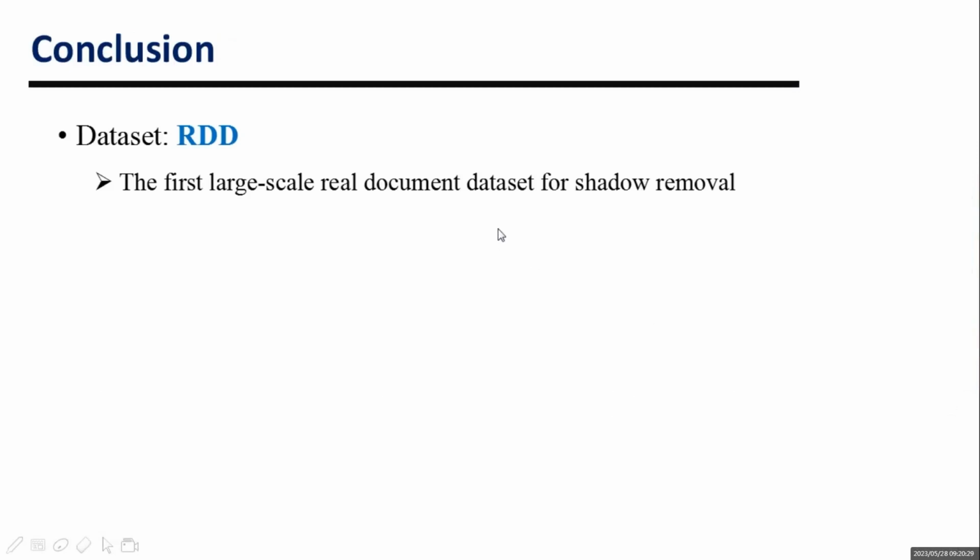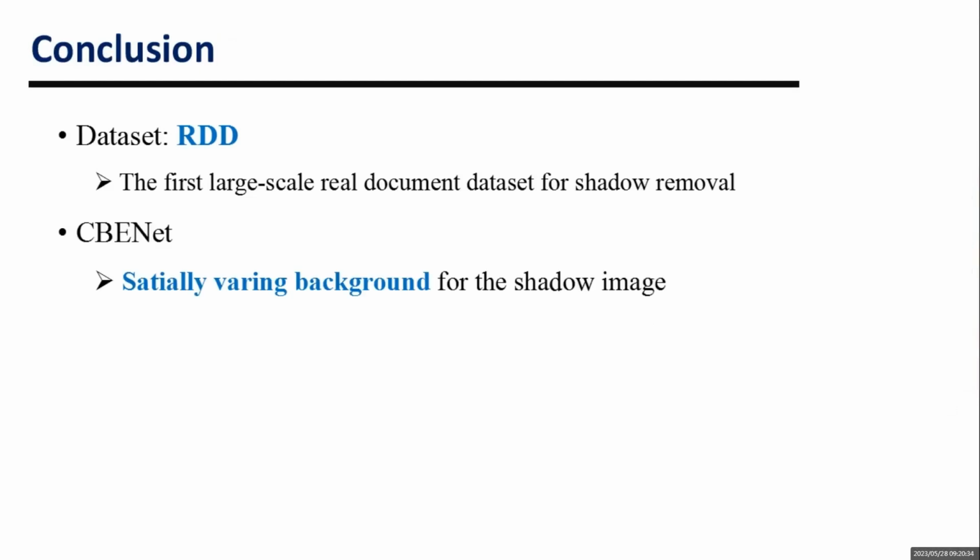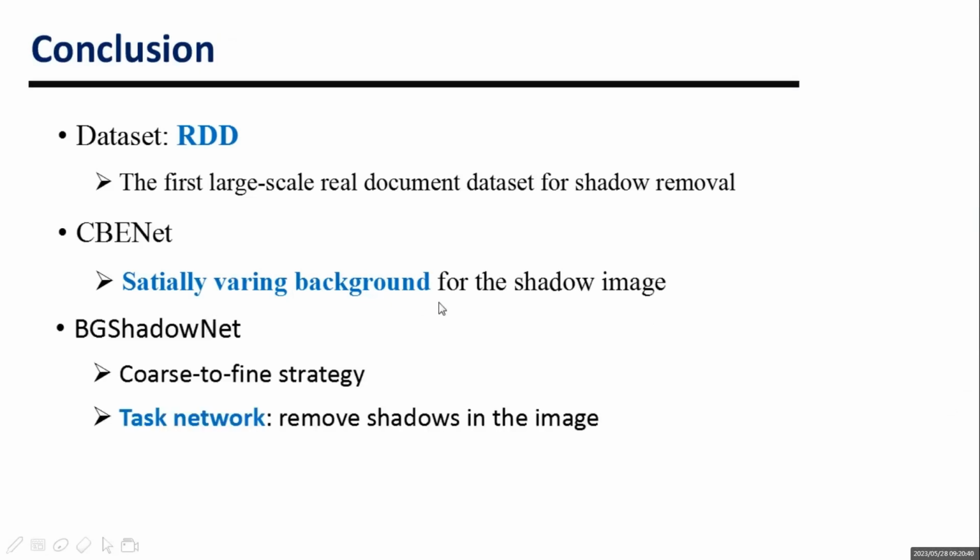First, we constructed a new dataset RDD for shadow removal. Then, we propose a CBNet to extract a spatially varying background. At last, we propose a BG ShadowNet to remove shadows in the image.